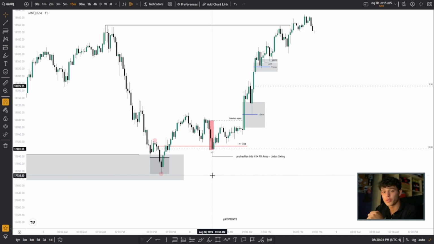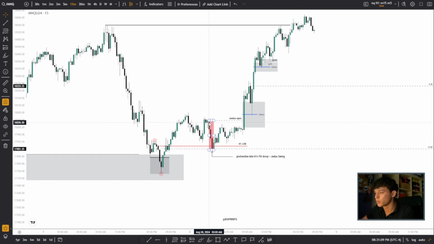For a London reversal to occur, it's important to know when the protraction occurs. Now, as I mentioned here, protraction equals Judas swing or manipulation. When does the protraction occur? We want to study when it happens. This is when you want to know when the Judas swing occurs to find the expansion.